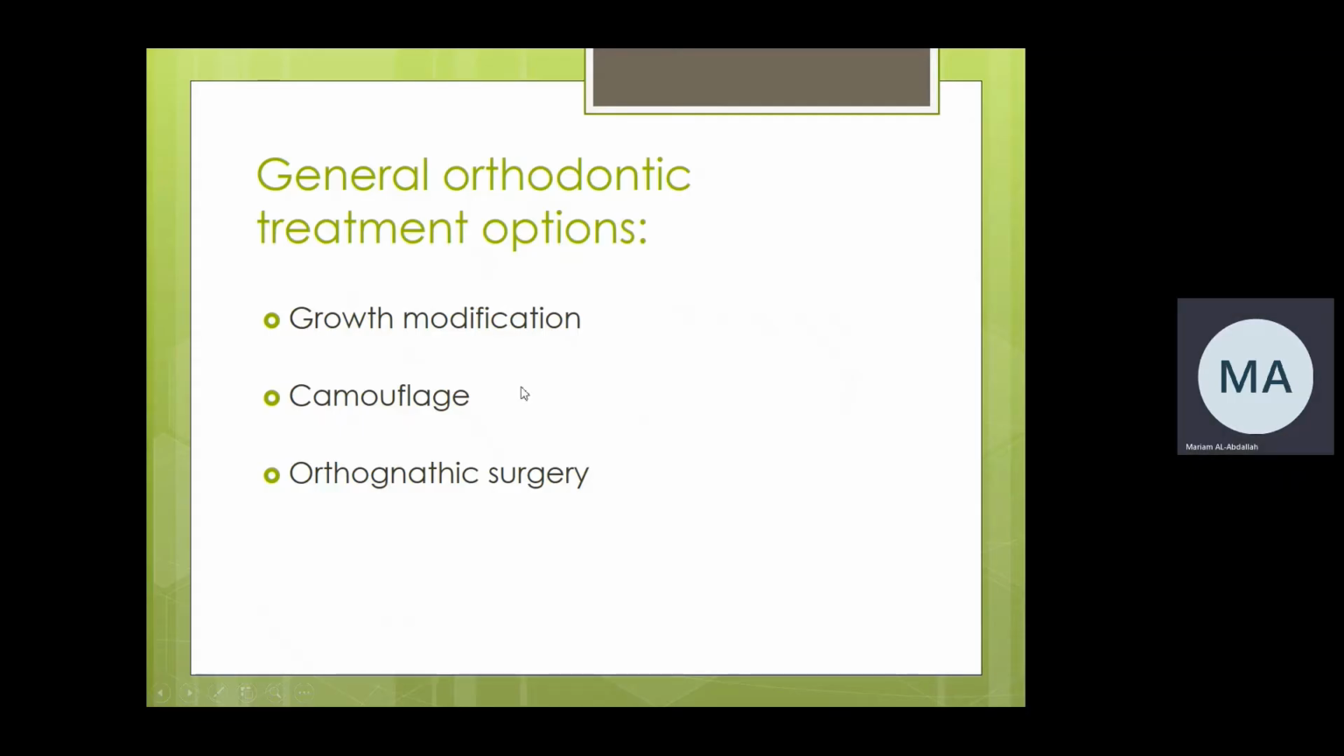If there is no skeletal discrepancy, or if it's really mild or the patient is not bothered, then we can accept the skeletal discrepancy and go for dental movement only and camouflage. Or if the patient is not growing anymore, if he's an adult and the skeletal discrepancy is severe or moderate and the patient is really aware and concerned with it, then we can go for orthodontic surgery. So these are the big 3 options.